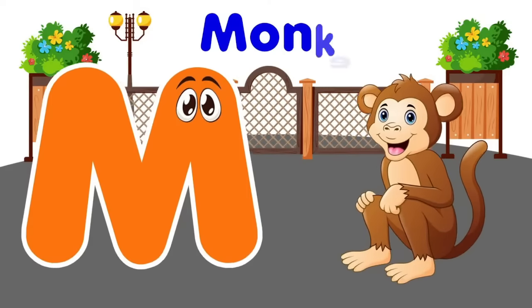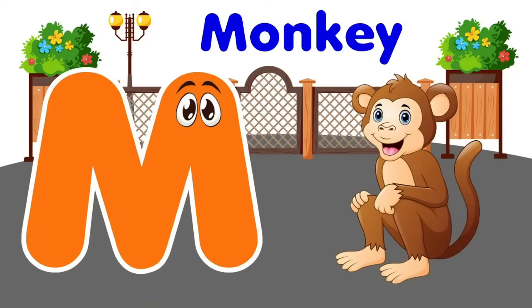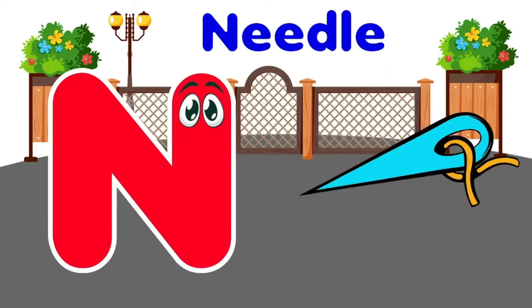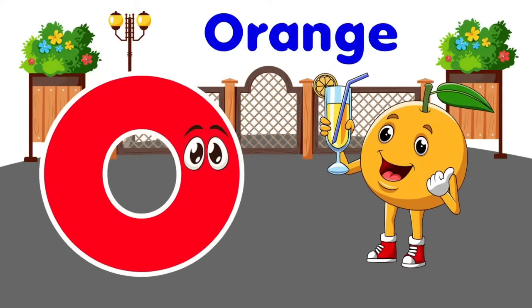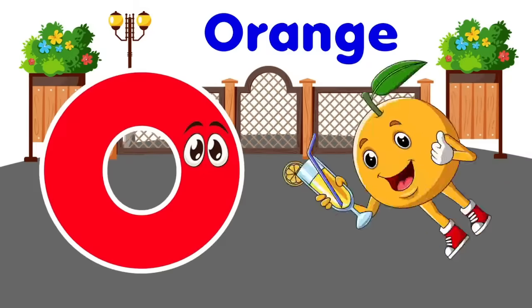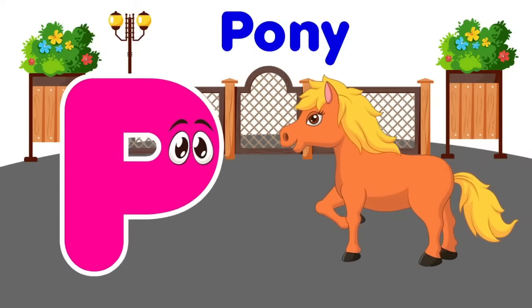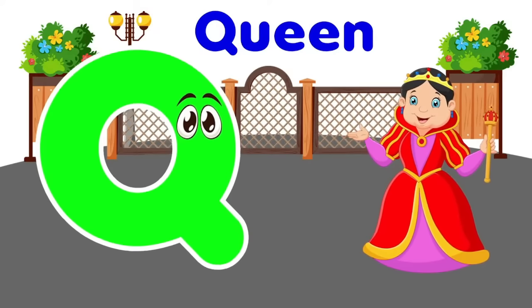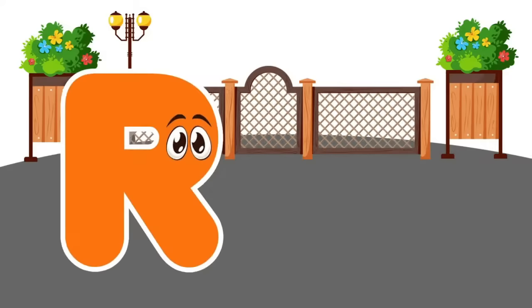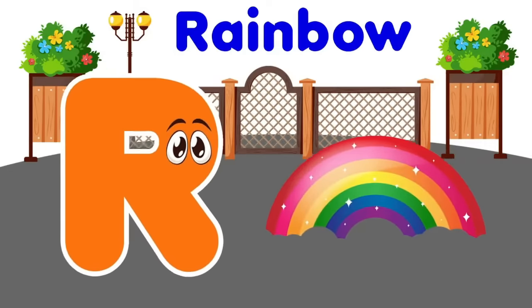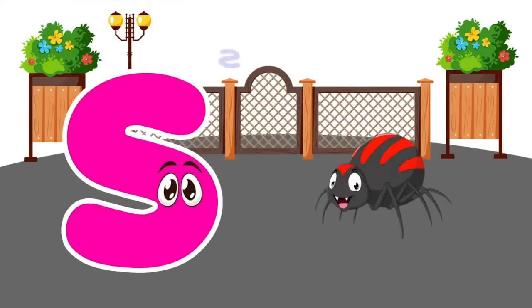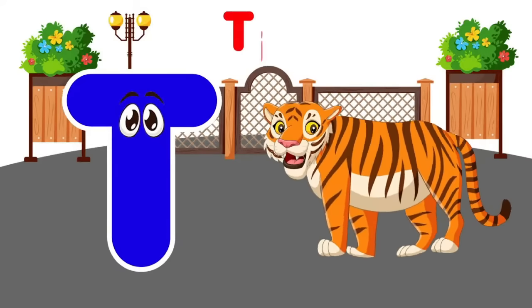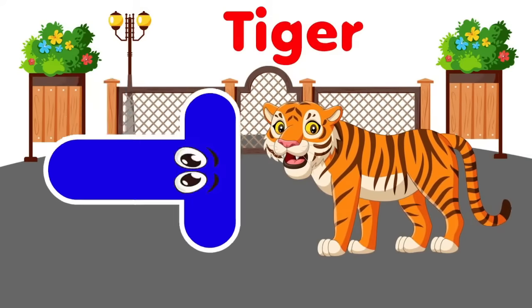M is for monkey, m, m, monkey. N is for needle, n, n, needle. O is for orange, o, o, orange. P is for pony, p, p, pony. Q is for queen, qu, qu, queen. R is for rainbow, r, r, rainbow. S is for spider, s, s, spider. T is for tiger, t, t, tiger.